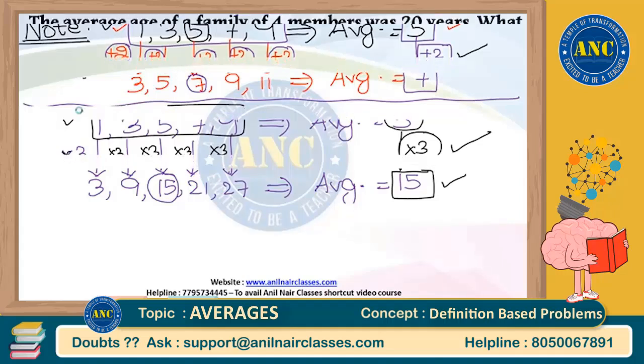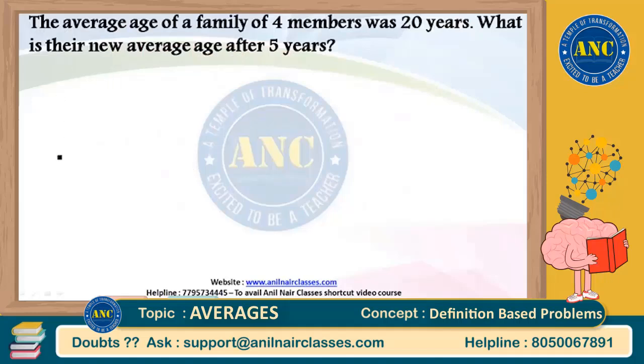Now listen to the problem. Very easy, one step looking into the question only, you can tell the answer very fast. The average age of a family of 4 members was 20 years. There are 4 members in a family. The average age is given as 20 years. What is their new average age after 5 years?